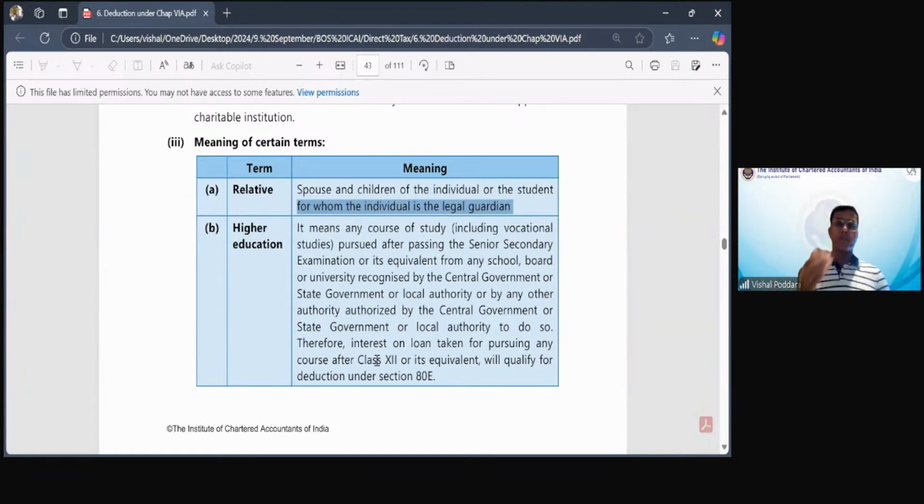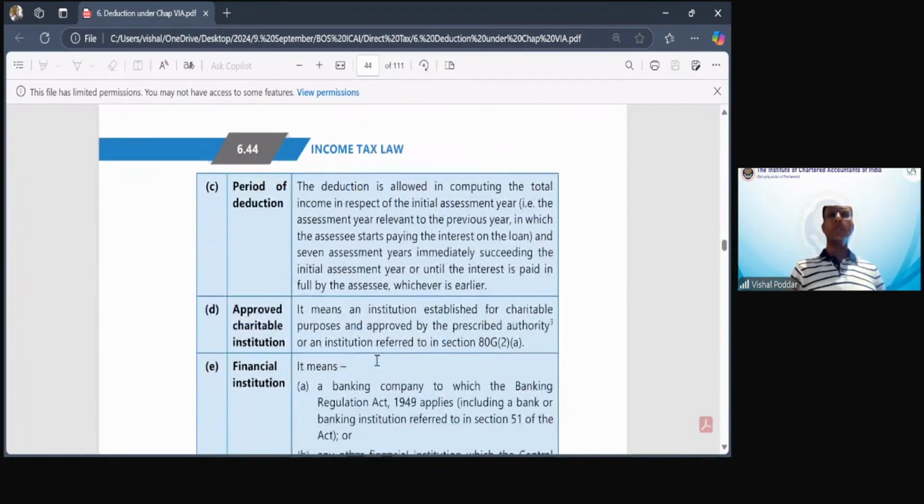So it should be a course after standard 12. If up to standard 12 we have taken a loan, no deduction. For anything beyond standard 12 that we take a loan for, it is eligible. Now comes the most interesting point: the period of deduction. You get deduction for 8 years. How many years? 8 years. So the deduction is allowed for 8 years. Yes, Dinesh, it covers our professional courses also.